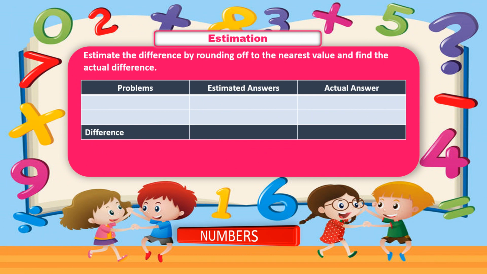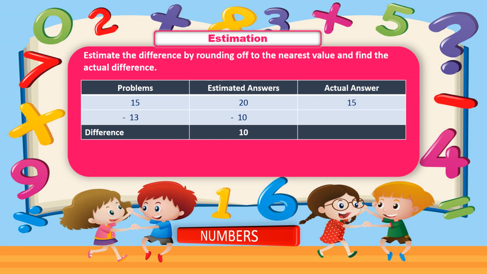Estimate the difference by rounding off to the nearest value and find the actual difference. The numbers are 15 minus 13. The estimated value of 15 is 20 and the estimated value of 13 is 10. The difference of estimated values is 20 minus 10 is equal to 10.